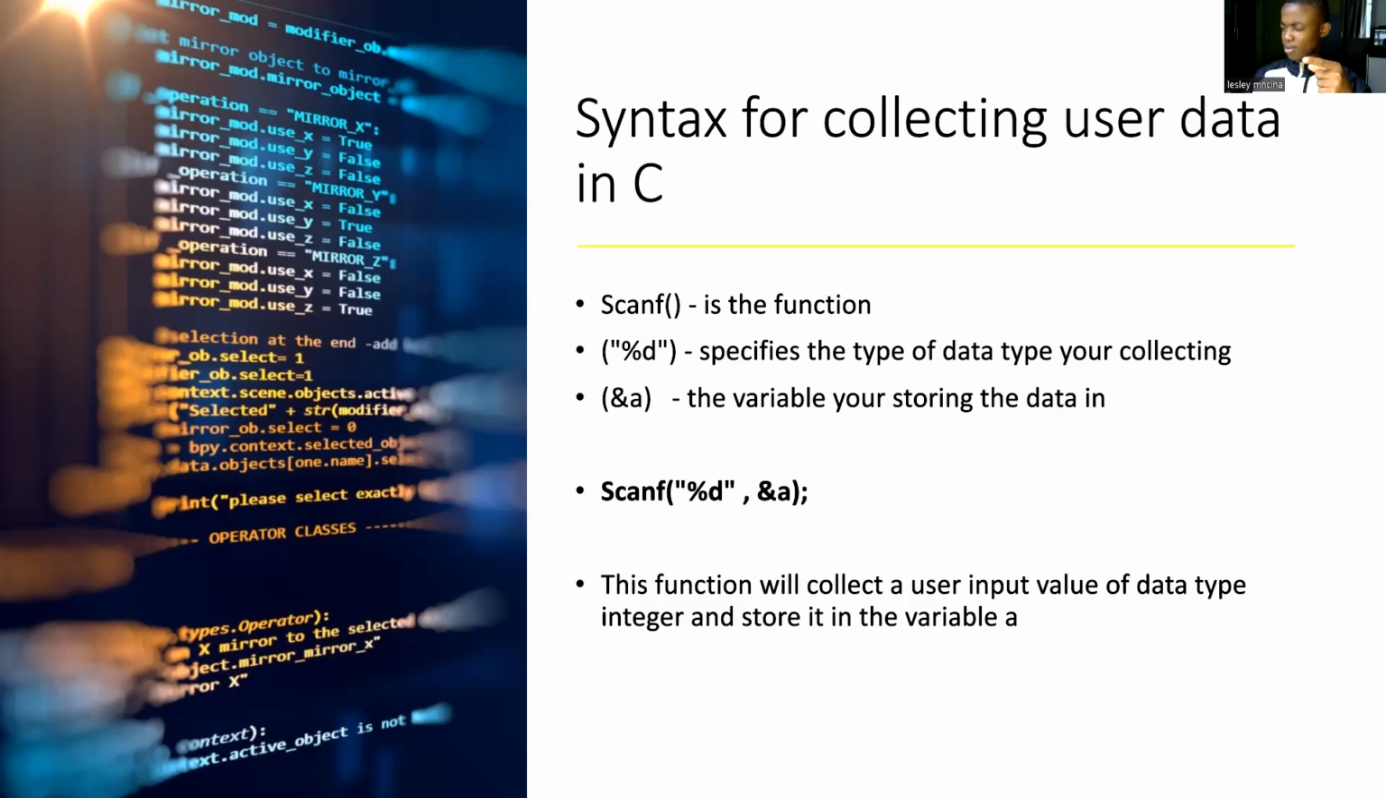What's this thing? It's called a comma, right? Comma to separate. Okay. And then we have the variable a. That's where we are storing the data. So for example, the user enters 2 in the text value, they enter 2, which is indeed an integer.